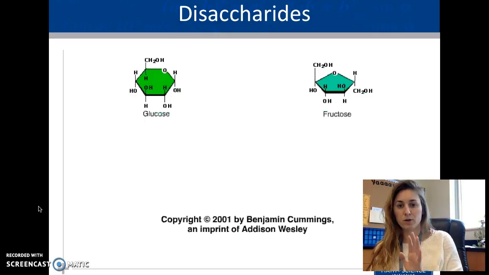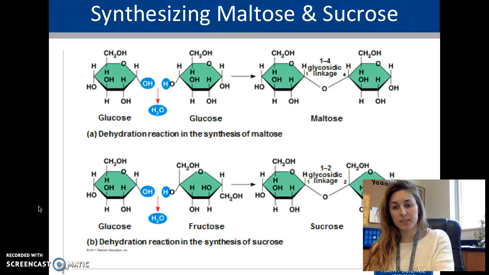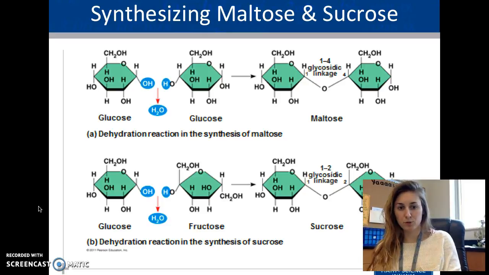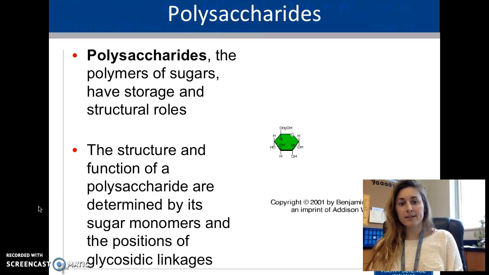Examples of this: glucose, fructose. Don't really worry about that too much. Again, other examples, maltose and sucrose, are going to be disaccharides because they're made of 2 monosaccharide units. Polysaccharides, these are the polymers, so long chains, and they have storage and structural roles.